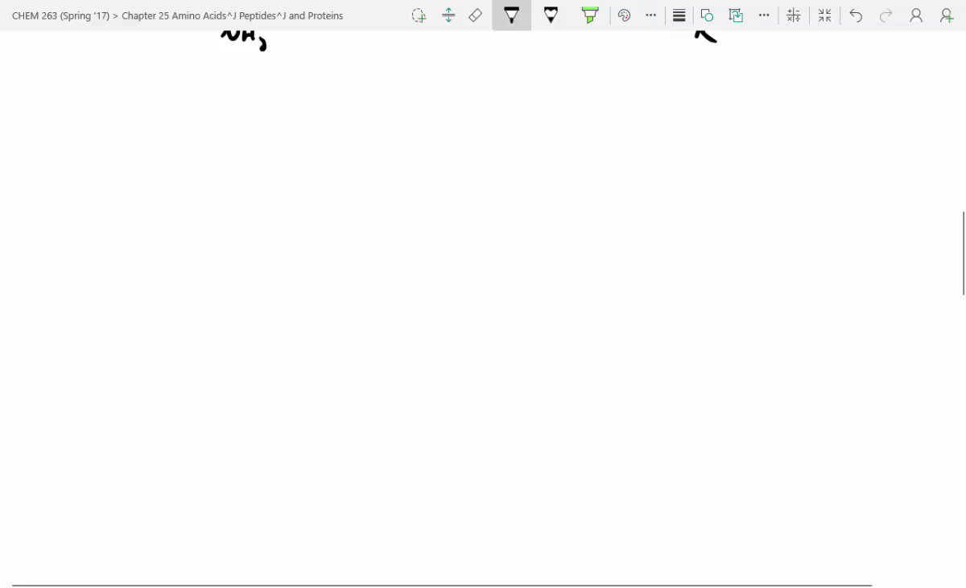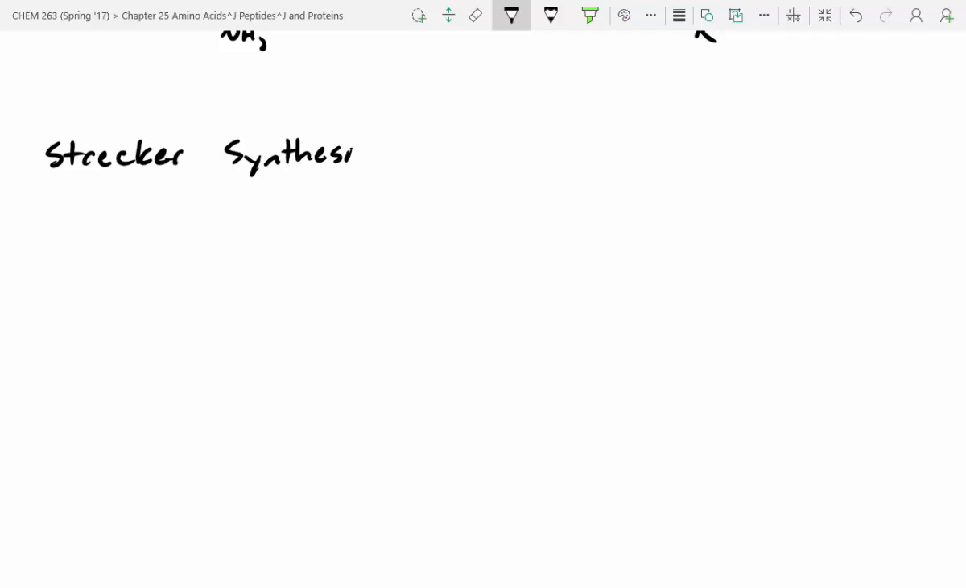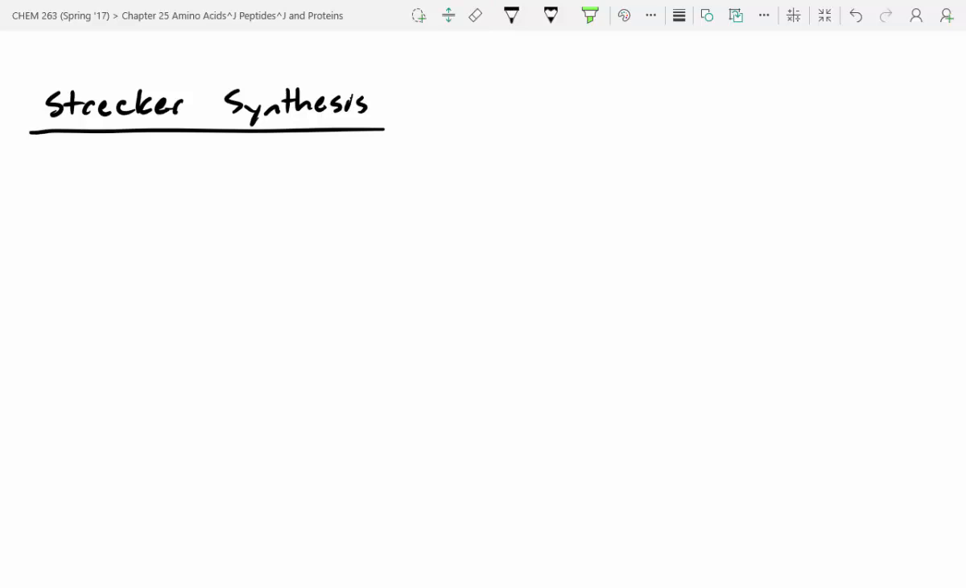This is called the Strecker synthesis. And the Strecker synthesis is also really similar to what we've seen before. But this one starts with an aldehyde. All right, and we're going to treat this with ammonium chloride and sodium cyanide because we like to live dangerously. What do you think might happen here? First of all, what do you think the ammonium chloride is going to do? So just ignore the sodium cyanide.